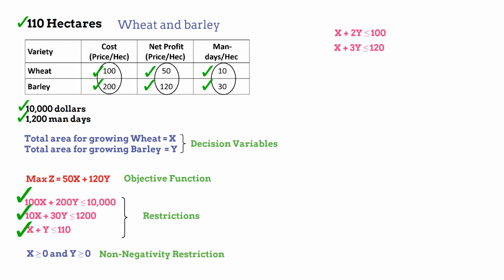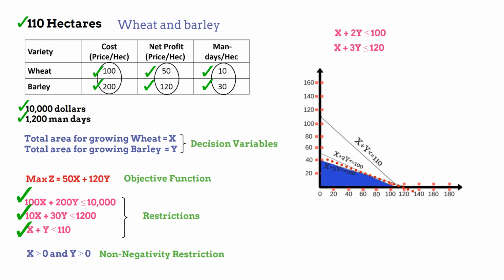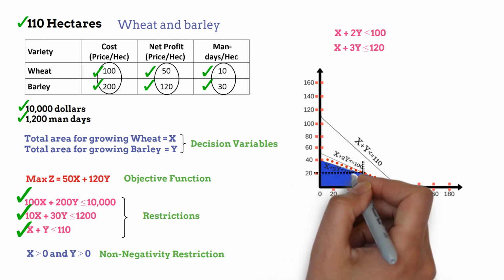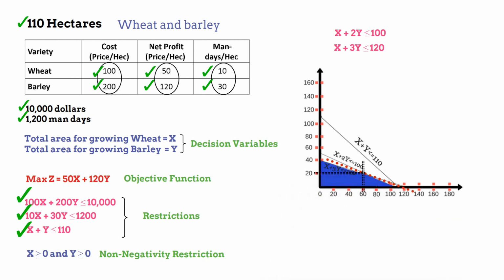Now we need to draw a graph with all the 3 equations, and the point at which the first and second equation of constraints intersect gives us the optimal solution. Here it is crossing at a point which is matching with 60 at the x-axis and 20 at the y-axis. So, to maximize profit, the farmer should produce wheat and barley in 60 hectares and 20 hectares of land, respectively.